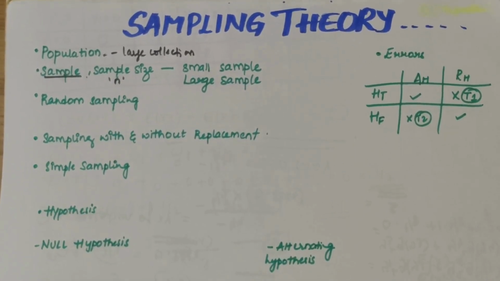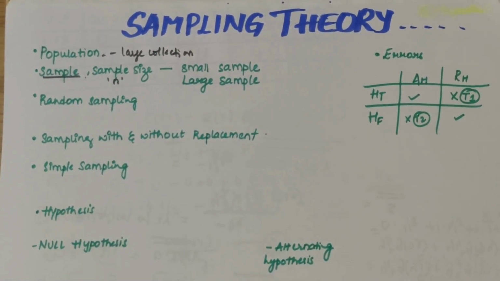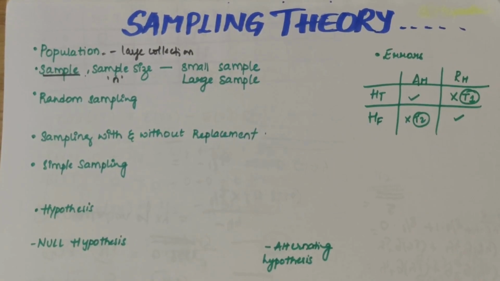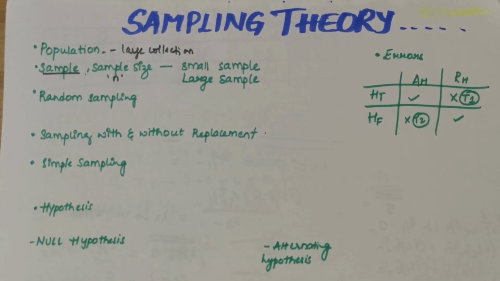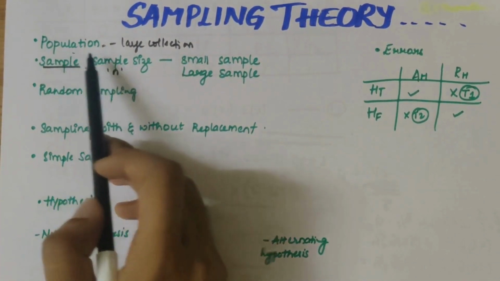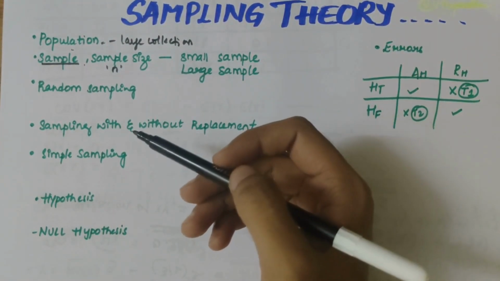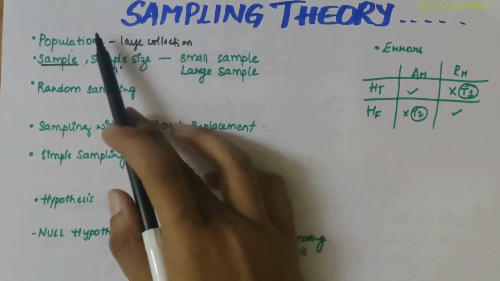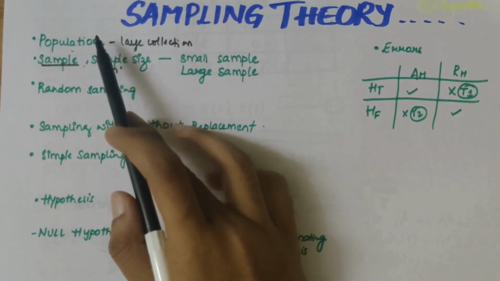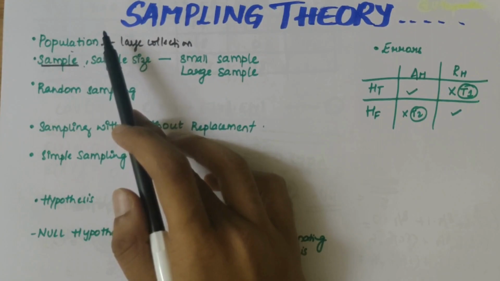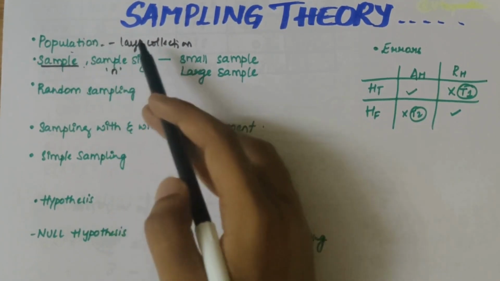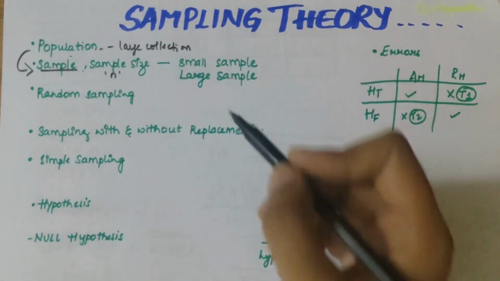In this video, we'll be discussing the important topics related to sampling theory. So let's understand the concepts first. Firstly, what is population? Population is a large collection of individual or numeric data. So a large collection of data is called a population. A subset or a finite subset of this population is called a sample.